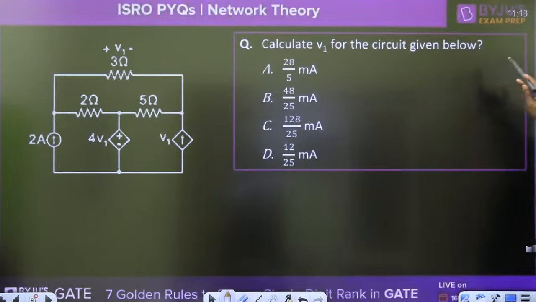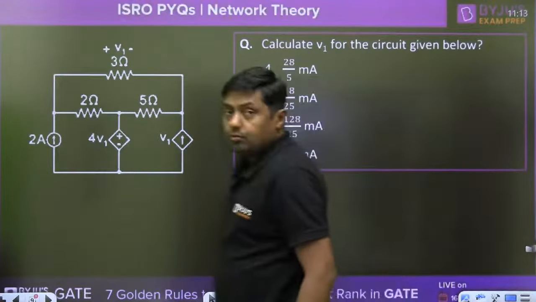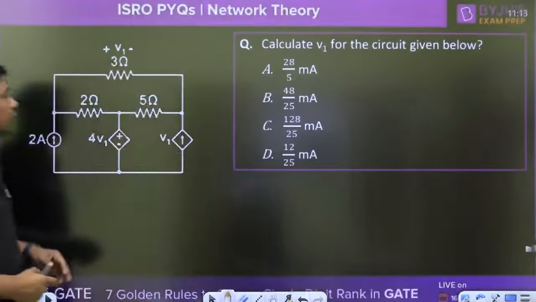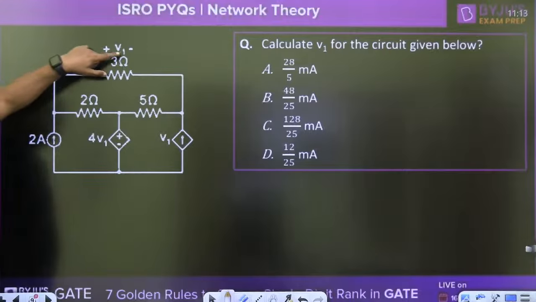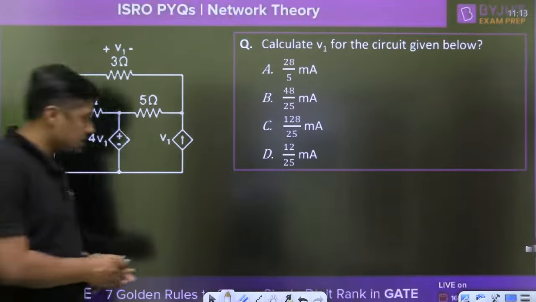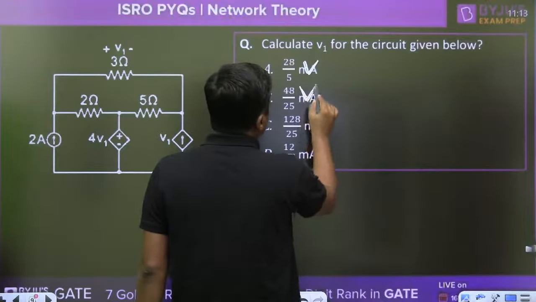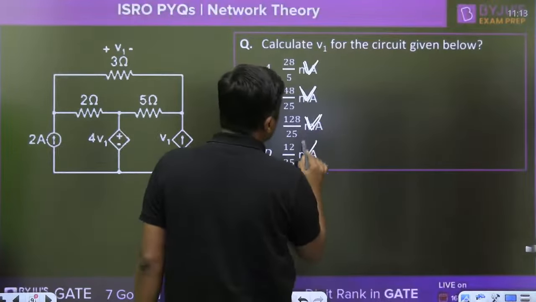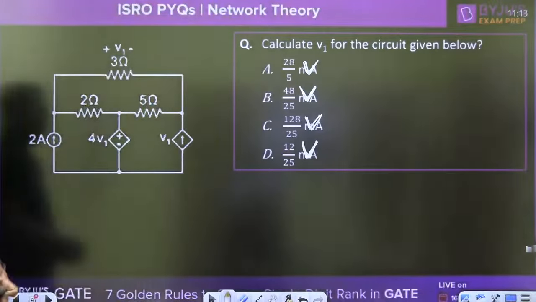Calculate V1 for the circuit given below. V1, what is V1? V1 is the voltage across the 3 ohm resistor. This is the answer. Sorry for that printing mistake. It is in volt, all in volt. Okay. V1.